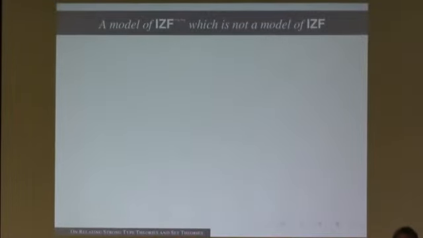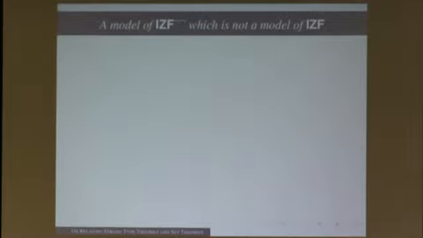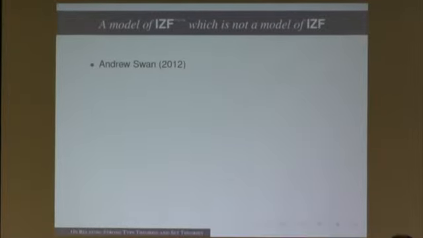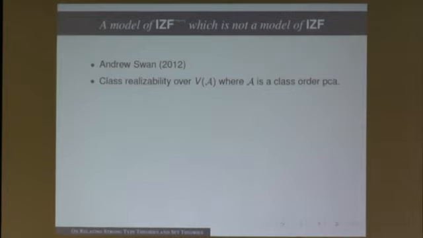Just to come back to the first thing, wouldn't it be lovely, you can actually create models of negative IZF which are not models of IZF. And I only observed this recently. So Andrew Swan wrote a nice thesis in 2012 about realizability models and automorphisms. He looked at realizability models over PCAs. And the interesting thing is, the PCAs, these partial combinatory algebras or Schönfinkel algebras, are usually sets.